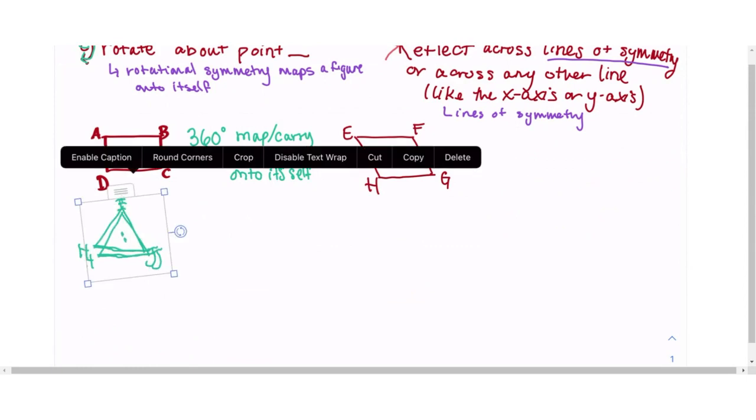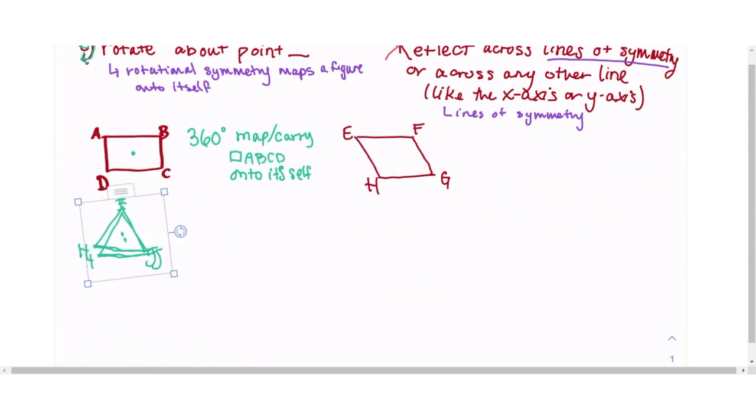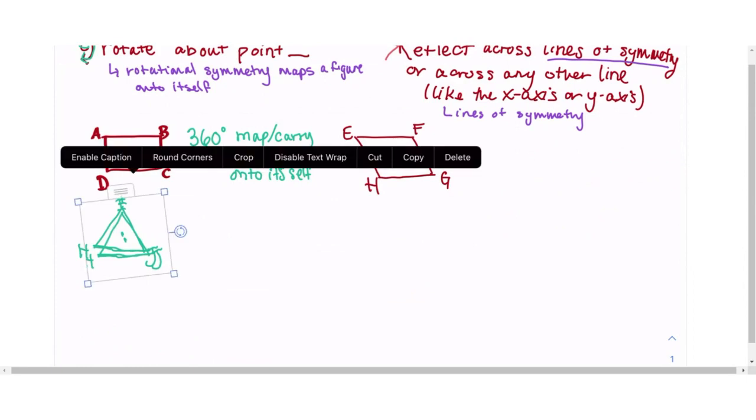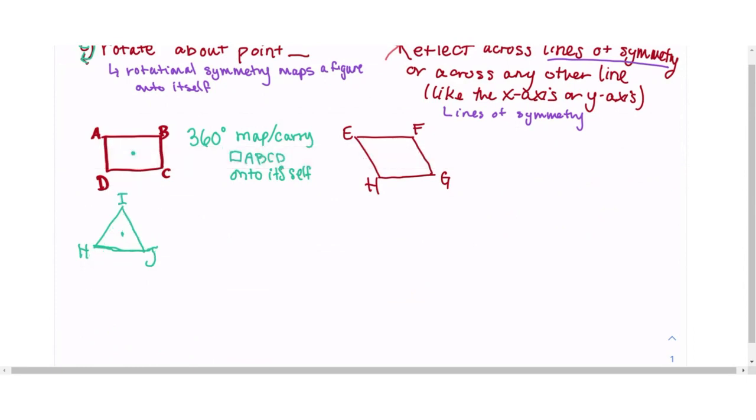Ooh, I'm going to delete that because it's going to be weird. Okay. So for the triangle, 360. Oh, I need a pen. 360 divided by 3, which is 120 degrees, maps the equilateral triangle onto itself.